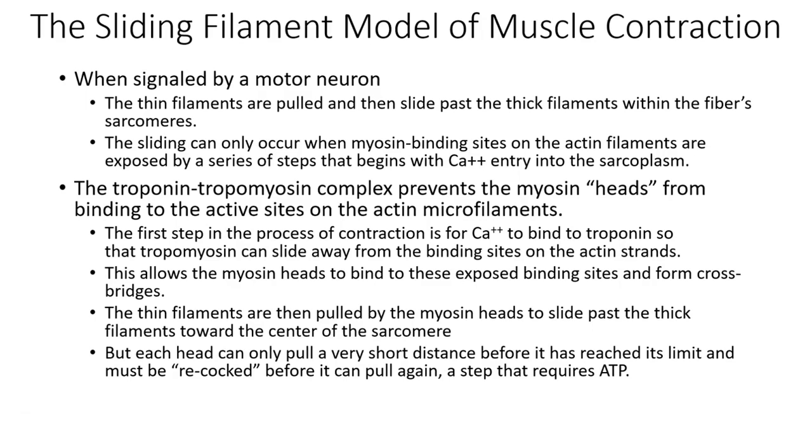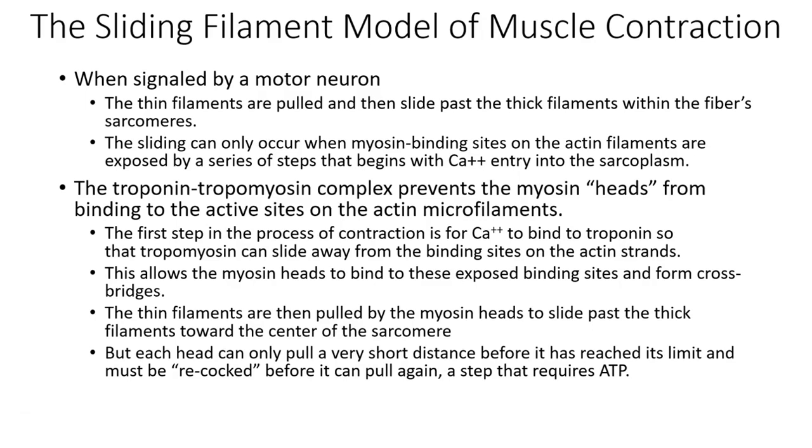So let's talk about that actual contraction part, and the contraction is done through something called the sliding filament model or sliding filament theory of muscle contraction. So when a motor neuron signals a muscle cell to contract, the thin actin filaments are going to be pulled and slide past those thick myosin filaments within the sarcomeres of the muscle fibers.